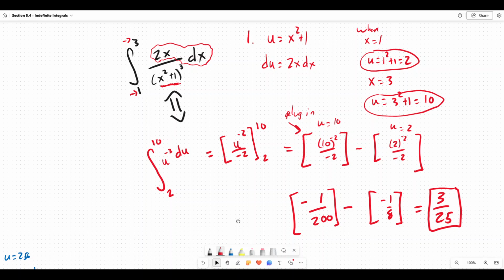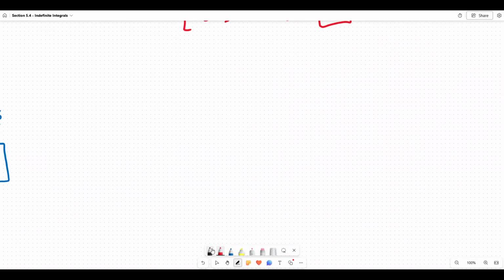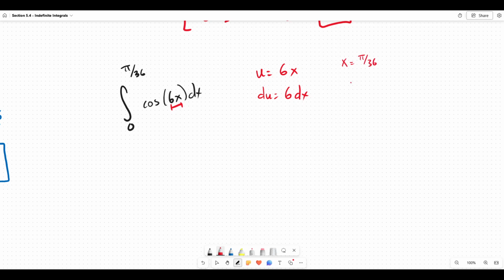Here's something using a little trigonometric definition, which says the integral from 0 to pi over 36 of the cosine of 6x dx. Again, I like to choose inside trap things. u is 6x. What is du? 6 dx. When x is pi over 36, u is pi over 6, just multiplying it by 6. And when x is 0, u is also 0.